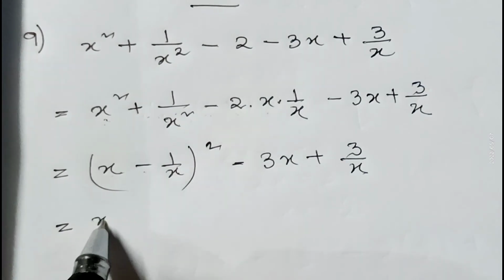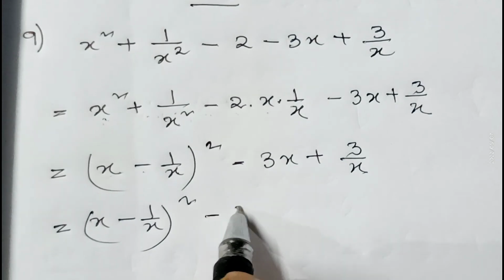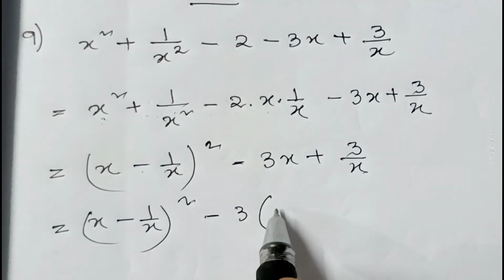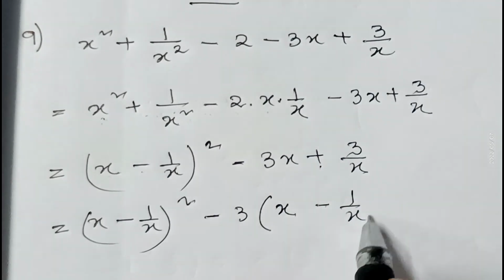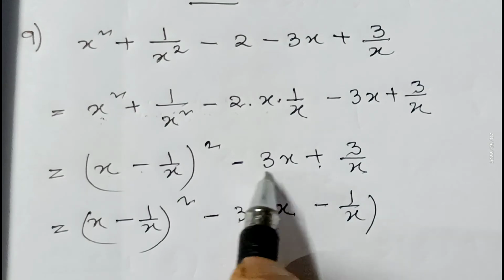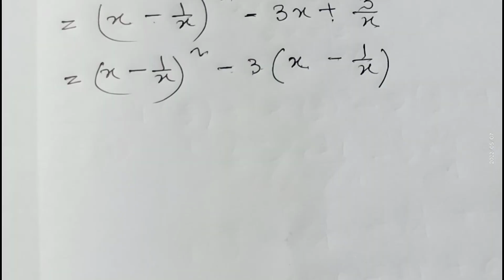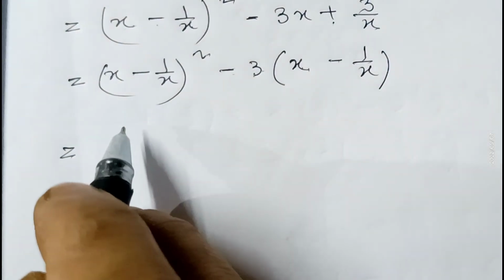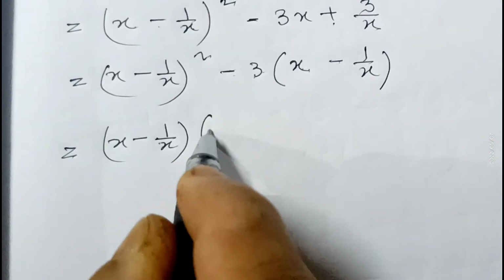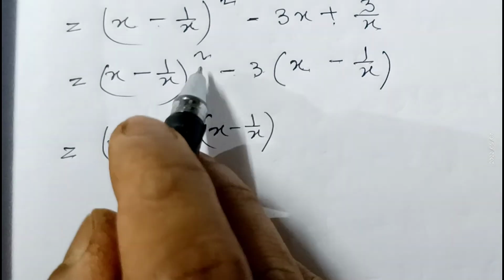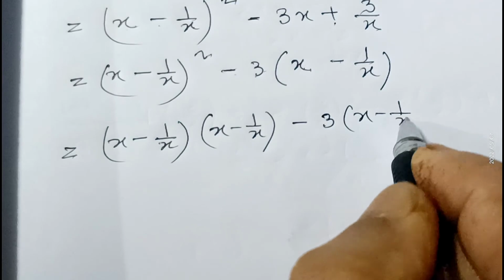Now x minus 1 by x whole square. From these two I can take minus 3 common, and if I take minus 3, it will be x minus 1 by x. Clear? Minus 3 into x minus 1 by x. Now, this x minus 1 by x whole square can be written as x minus 1 by x into x minus 1 by x. Since square is there, so we can write twice, minus thrice x minus 1 by x.